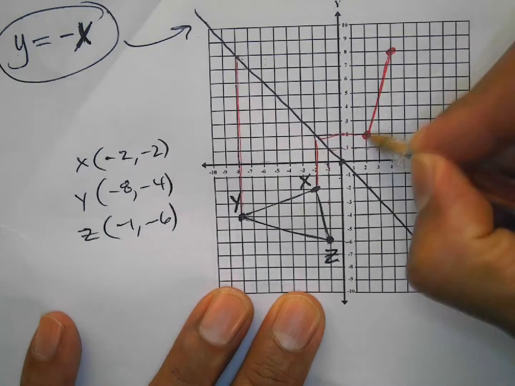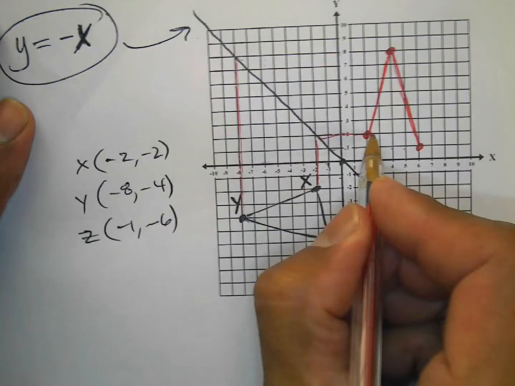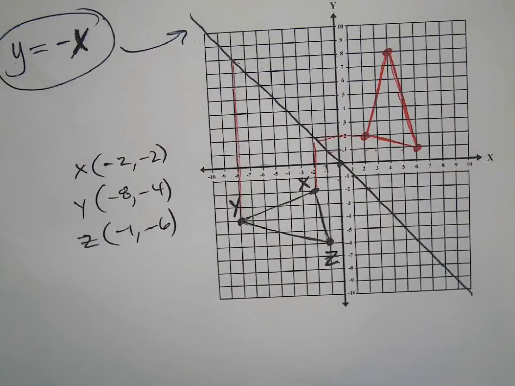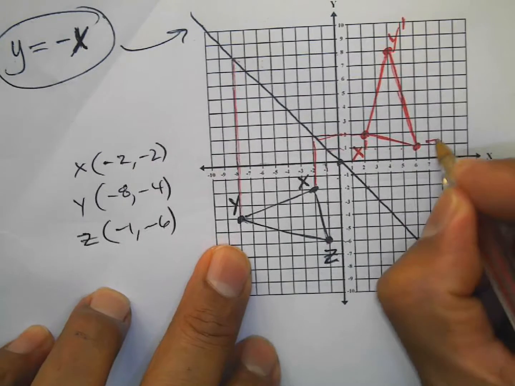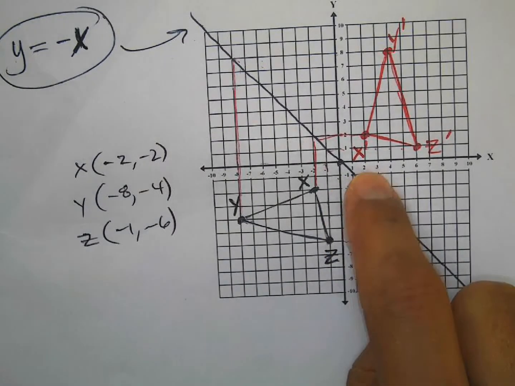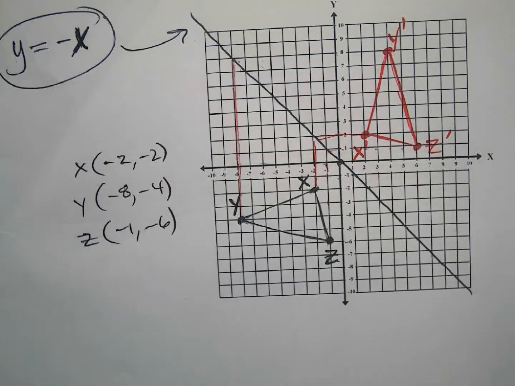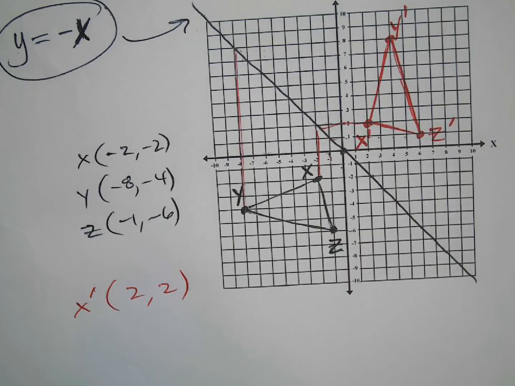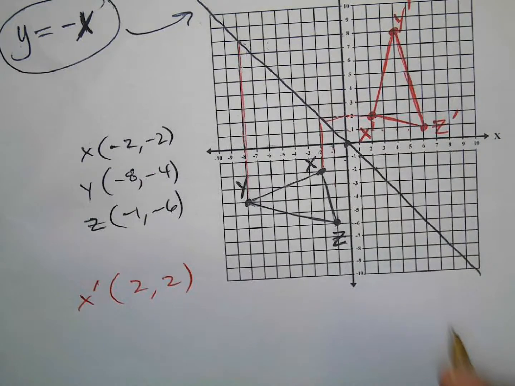Okay, it doesn't look like it, but this is the reflection along the line y equals negative x. So remember this one was x, this one was y, and this one's z, and now these are x prime, y prime, and z prime. Let's look at the coordinates. X prime is 2, 2. Oh, what happened? They didn't just switch. I think the signs just changed. I don't know. Let's see the other one.